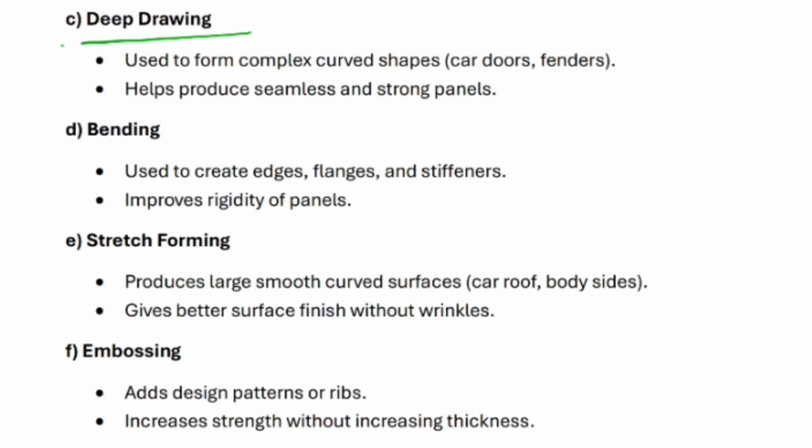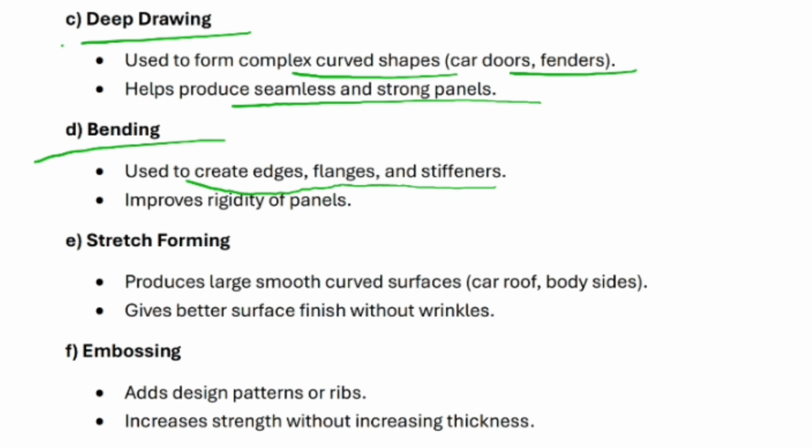Next will be deep drawing. In this deep drawing, it is used for complex curved shapes like car doors and fenders, helping to produce seamless and strong panels. Next, coming to bending. In this bending, it is used to create edges and flanges and stiffness and improve the rigidity of panels.